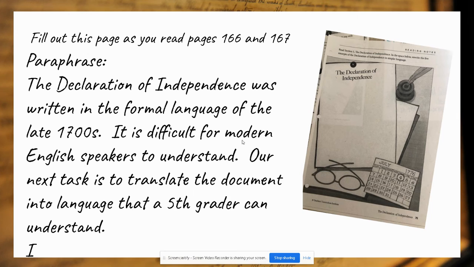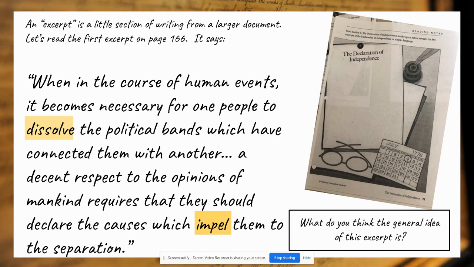The Declaration of Independence was written in the formal language of the late 1700s, and it's really difficult for modern English speakers to understand. So our next task is to translate the document into language that a fifth grader can understand. Normally, we would do this in class, and you guys would struggle with it a little bit on your own, and I'd be walking around helping, clarifying and answering questions. Since we can't do that, we're going to go through it together as a group.